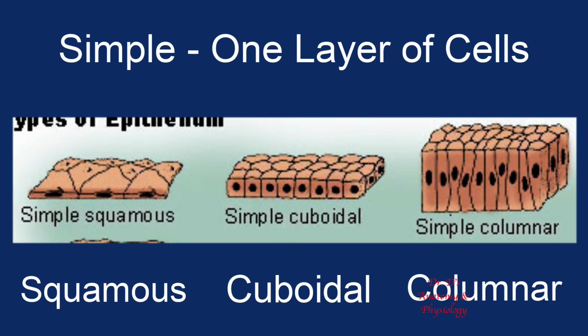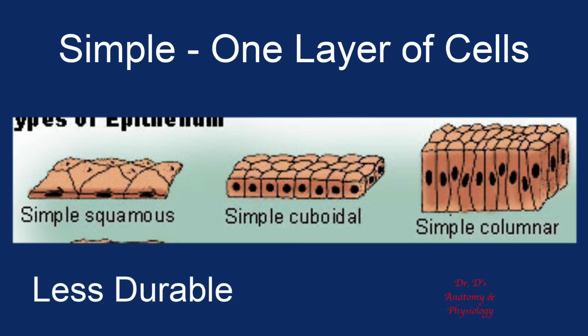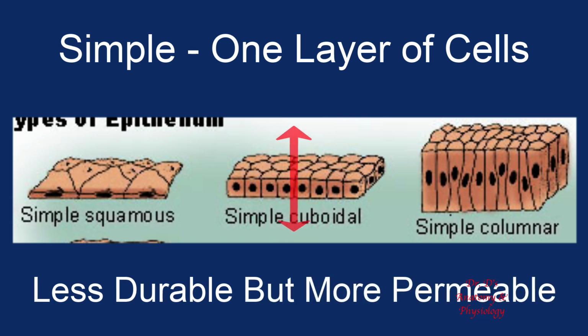Returning to the dictum that form follows function, what is the significance of having a lining or surface consisting of only a single layer of cells? A single layer of cells is going to be less durable, more susceptible to wear and tear. But on the other hand, this type of epithelium will more easily permit the movement of substances across it.